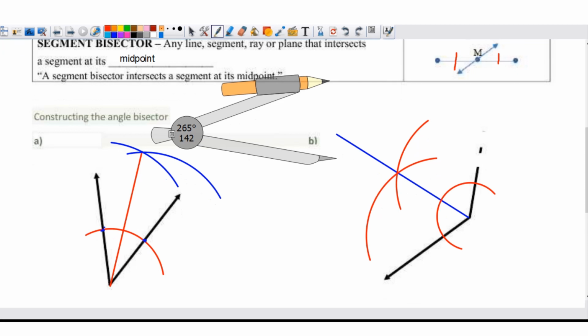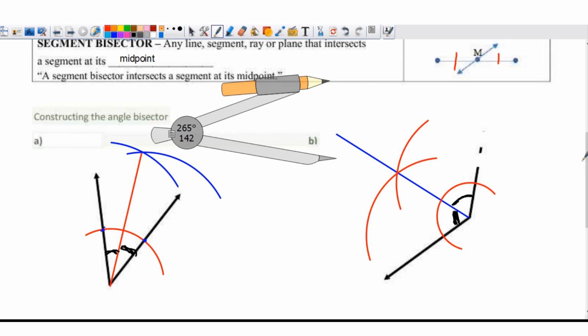Okay, so now we know that these two parts are congruent. If we ever see this on our paper somewhere, an arc and an arc, that means those two parts of the angle are congruent. So this arc and this arc are congruent.